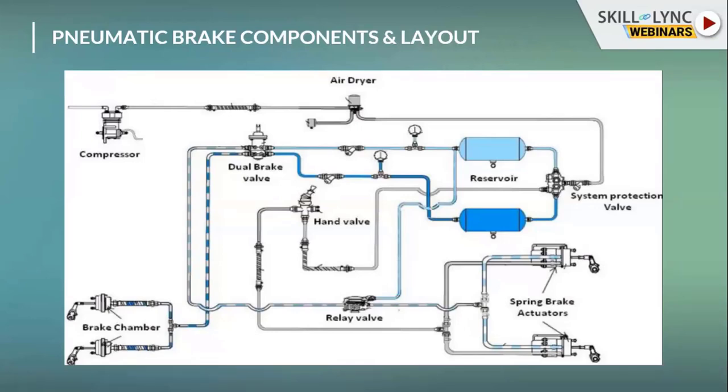So this is a very simple brake layout in, we can say, a 4x2 truck, which is the axle configuration. First of all, I'll run through the major components in the pneumatic air brake system of a heavy commercial vehicle. First comes the compressor. The compressor provides the major thing, the energy source for the air brake system. It is driven by the engine through a belt drive.